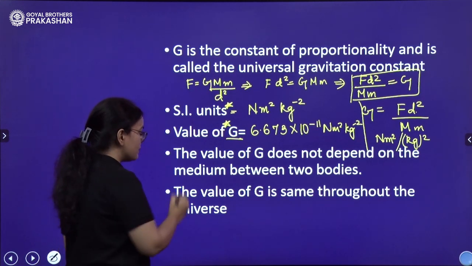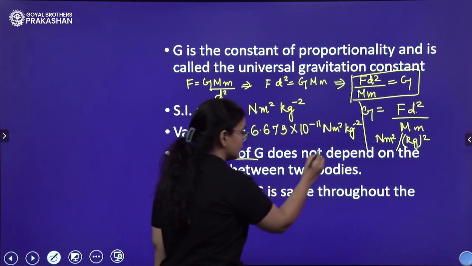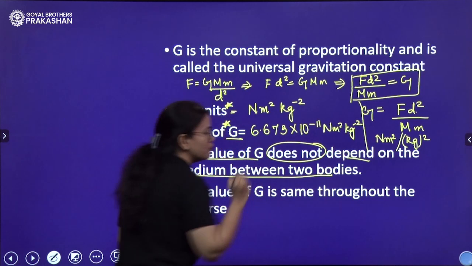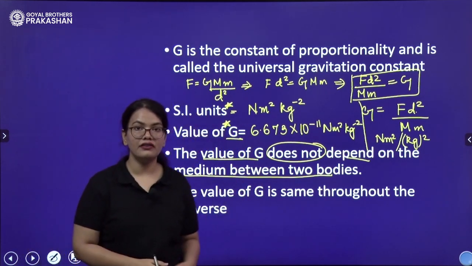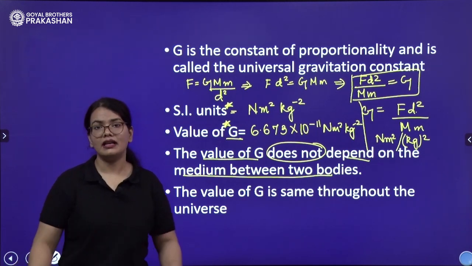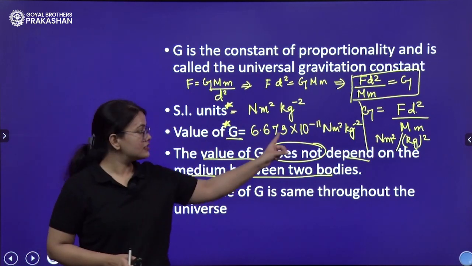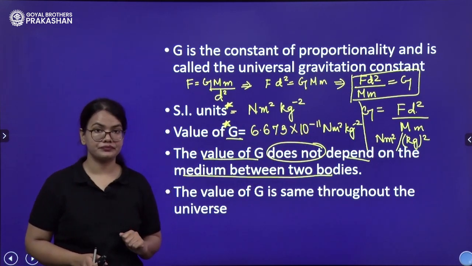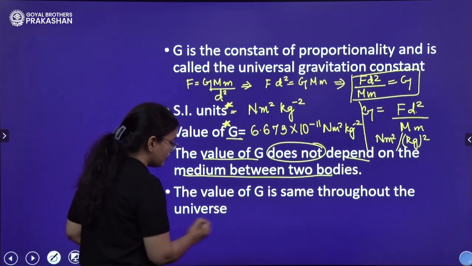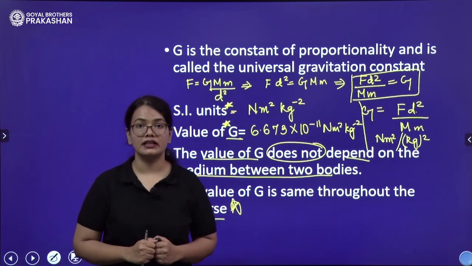Okay. Now see, this point is also important to understand. The value of G does not depend upon the medium between the two bodies. That means whether you are in vacuum, whether you are on Earth, whether you are on Mars, or for that matter any planet anywhere in the universe, the value of G will remain constant, it will remain this only. Also the value of G is the same throughout the universe, very important. That is why it is called universal gravitational constant.